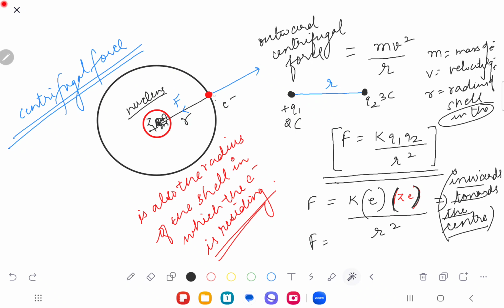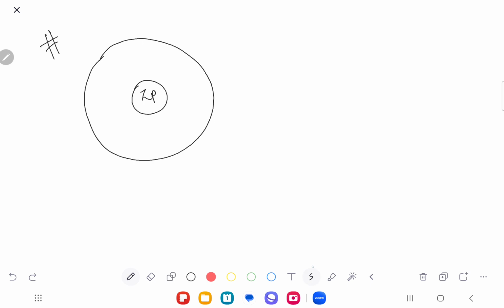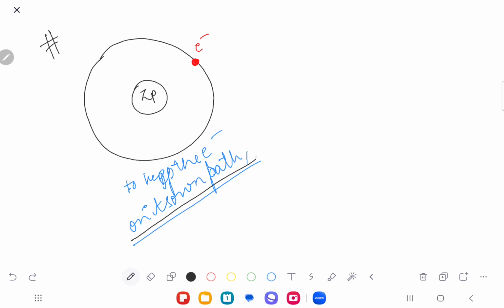Now, what exactly do you think is happening here? So we have this. Just see. When we have this, I say that the electron is moving on its own path. There are Z protons, and there is one electron because we are discussing the hydrogen atom, which has only one electron. So to keep the electron on its own path, there has to be an inward attractive force and the outward centrifugal force, both must be equal.